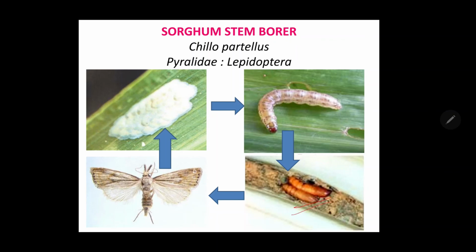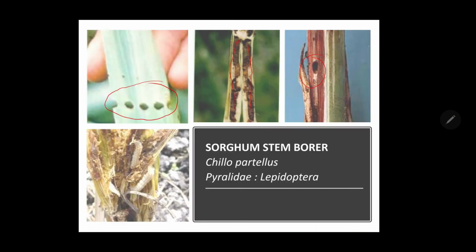Here we can see it is pupated inside the stem, and before reaching the pupal stage, in the final instar of the larval stage, it makes an exit hole to emerge as an adult moth. So after completing its pupal stage, adults emerge from the exit hole in the stem, and again they mate and start laying eggs. So this is the life cycle and nature of damage of sorghum stem borer.